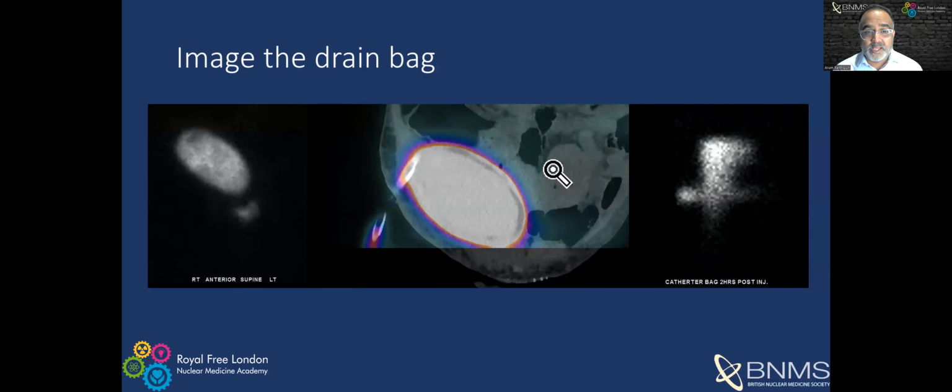This is a case where you can see on the planar image that there's tracer retention within the kidney. On the SPECT CT, there wasn't an obvious perinephric collection, but you can see definitely there's tracer activity within the drain. And when we image the drain bag, we can see that there's activity within the drain bag, and therefore that confirms that there's a urine leak, although there isn't a large perinephric collection.